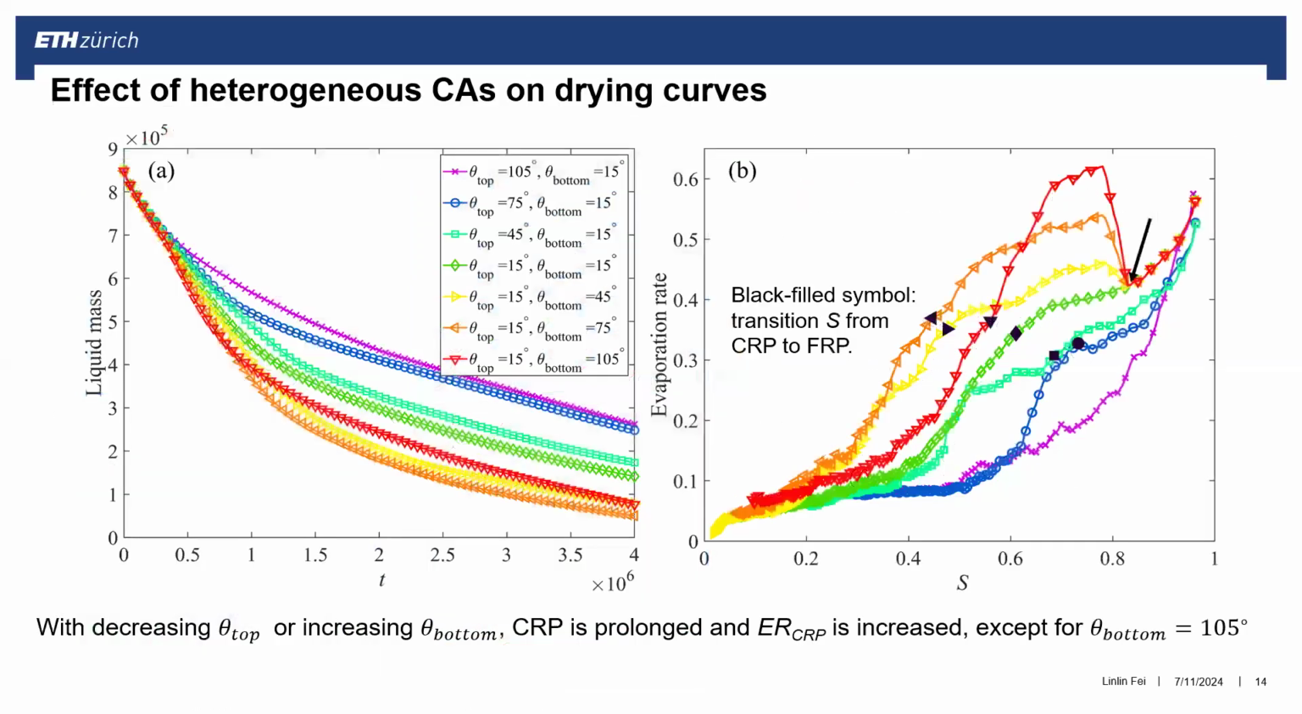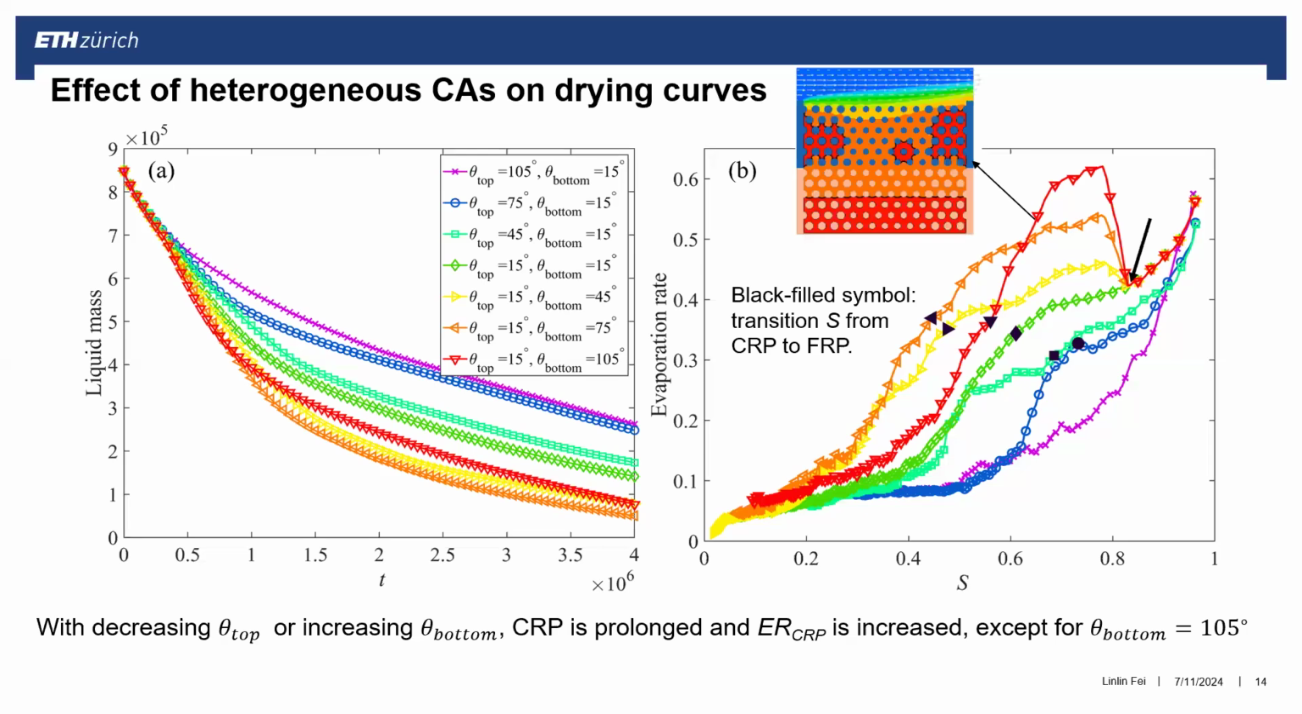If we look at the evaporation curves, by decreasing theta top or increasing theta bottom, we can generally change the transition saturation from here to here. Which means the evaporation rate is increased, except for the special case where we have big contact angle difference, because we have a disconnection. Here, after this point, we have a jump of the evaporation rate. That is because of the refueling phenomena I introduced previously.